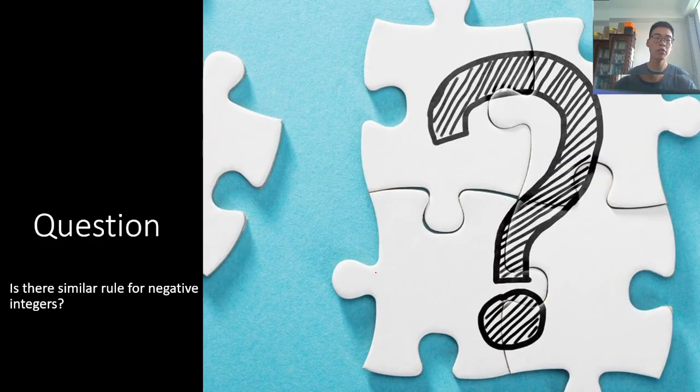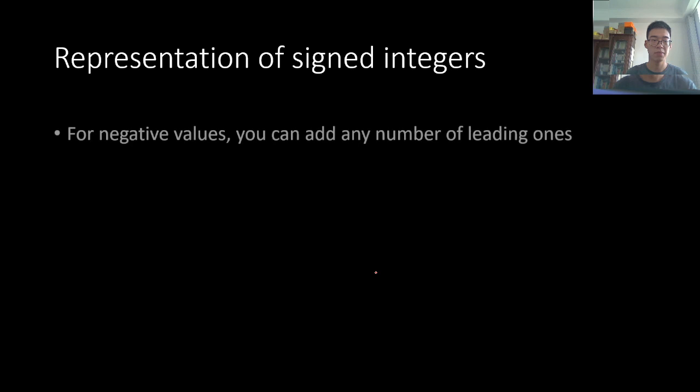However, the question here is: is there any similar rule for negative integers? We definitely can't add 0 to the front, because if we add a 0, we change a negative number in 2's complement representation to a positive number. So we can't add zeros. But can we add 1? Let's see if we can or not.